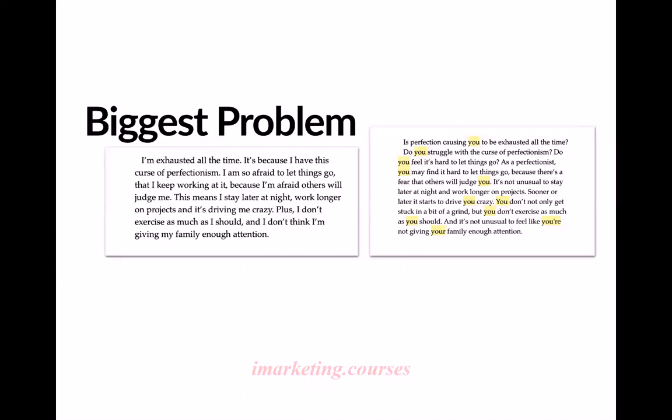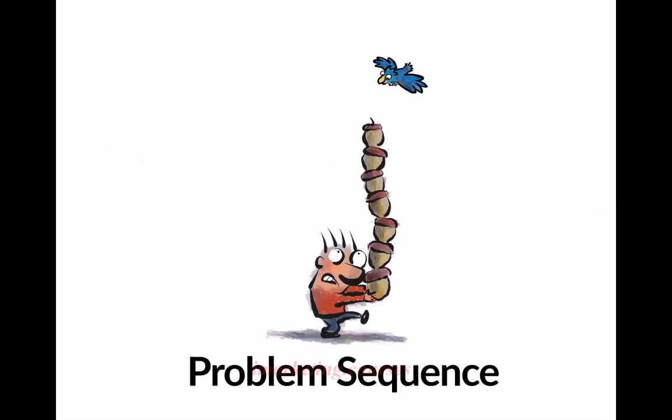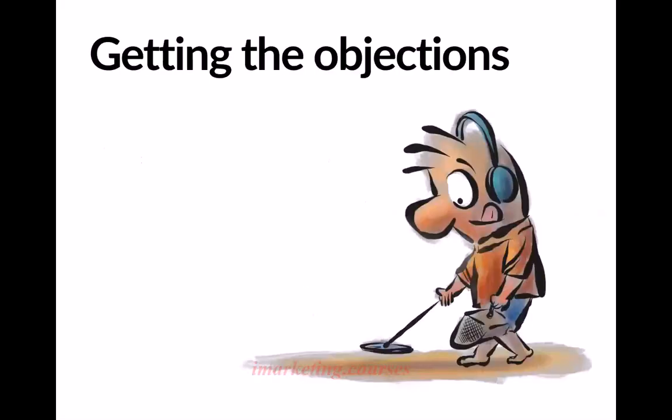In the past, I've said that you can go with the other problems, but it soon gets very convoluted, and you don't know what is the biggest thing. So trying to stay within this framework of just the biggest problem and what the consequences of the problem are, I think you're going to find it's easier to do a target profile interview. So now what we've got is the problem sequence, but now we have to go to the second most important thing, which is getting the objections.